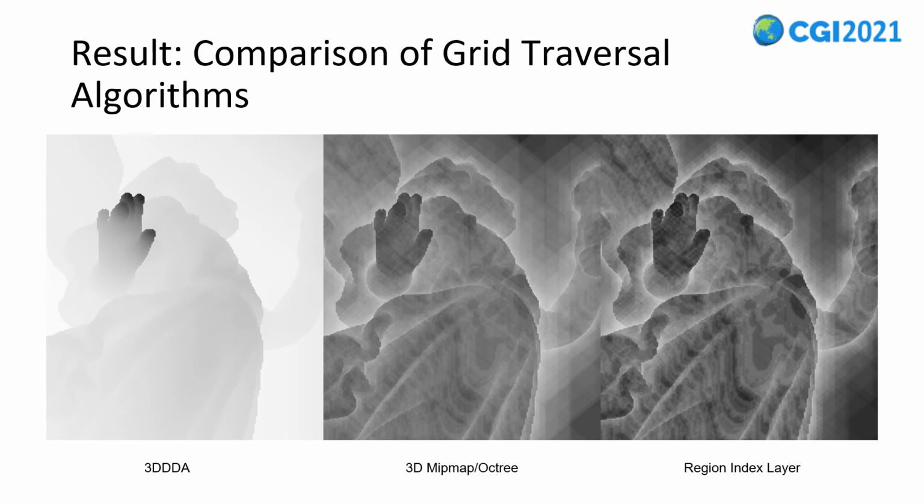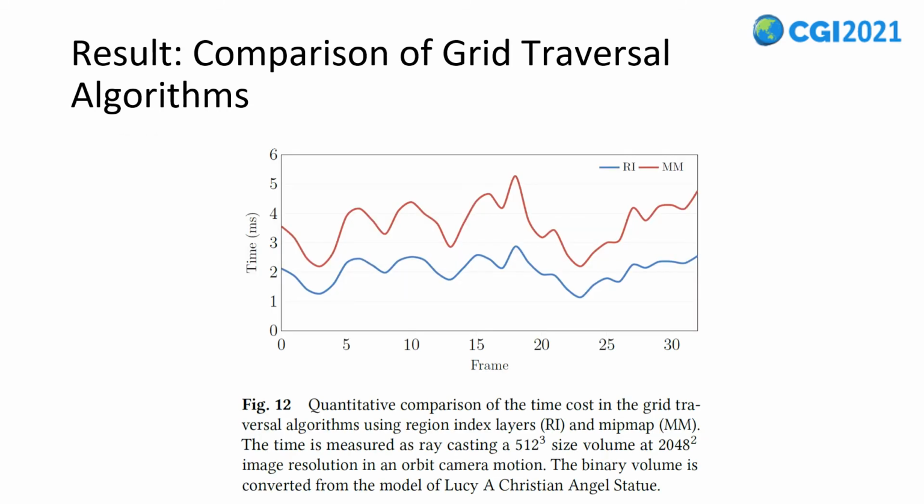As can be seen, the region index layer requires fewer horizontal and vertical movements than that of 3D DDA and octree. For quantitative comparison, region index layer-based traversal spends around 40% less time than that of octree-based traversal and around 80% less time than that of 3D DDA.